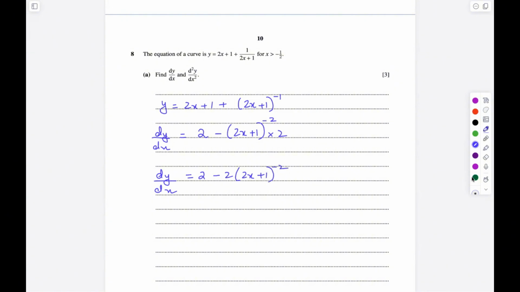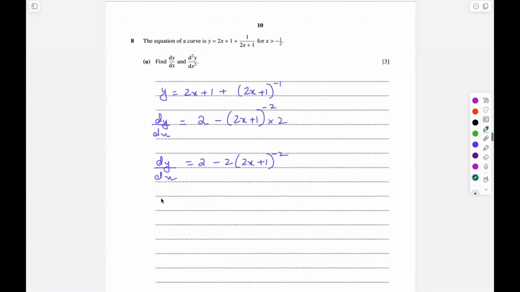Once we have dy/dx, to find the double derivative, d squared y upon dx squared, we'll differentiate this again. The derivative of 2 will become 0. Minus 2 times minus 2 will become a plus 4 into (2x plus 1). The power will again decrease by 1, so that will become minus 3. And we'll multiply it with the derivative of 2x plus 1. So finally, this answer will be 8 into (2x plus 1) to the power minus 3, or we can also write it as 8 upon (2x plus 1) whole cube.